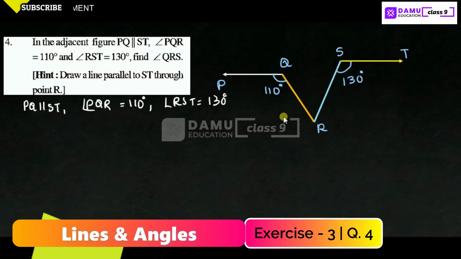Then find angle QRS. This is the angle we need to find. Let's take this angle QRS as some x degrees. So this angle we have to find.